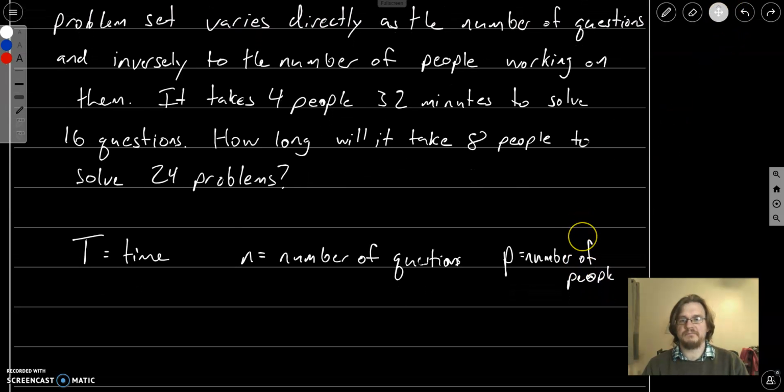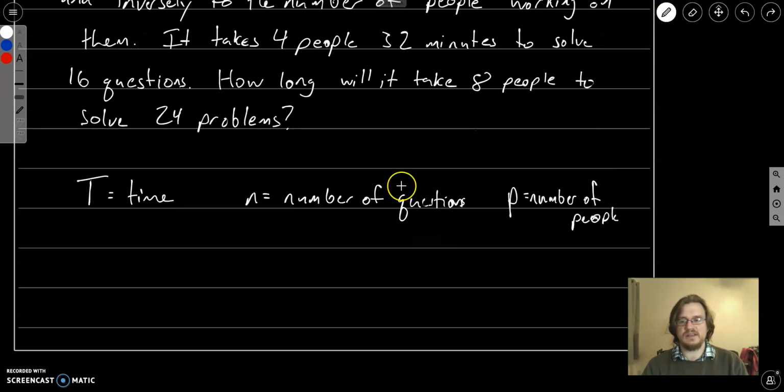And T is going to vary directly as the number of questions. So we'll put that on the top of the fraction, and we'll put the number of people on the bottom of the fraction because it's inversely proportional to the number of people. So again, directly means on top, inversely means on the bottom of the fraction.